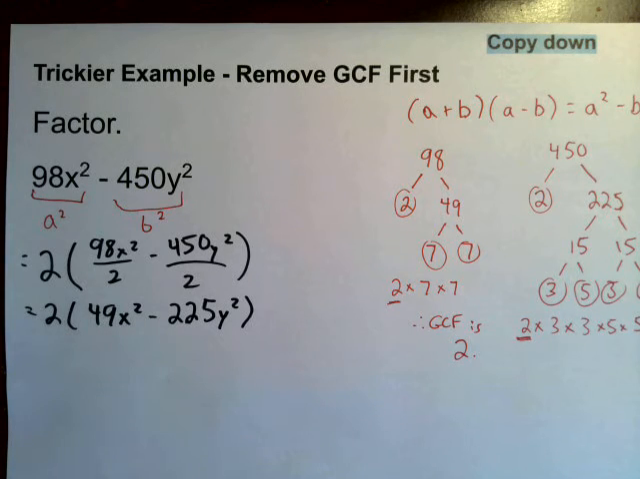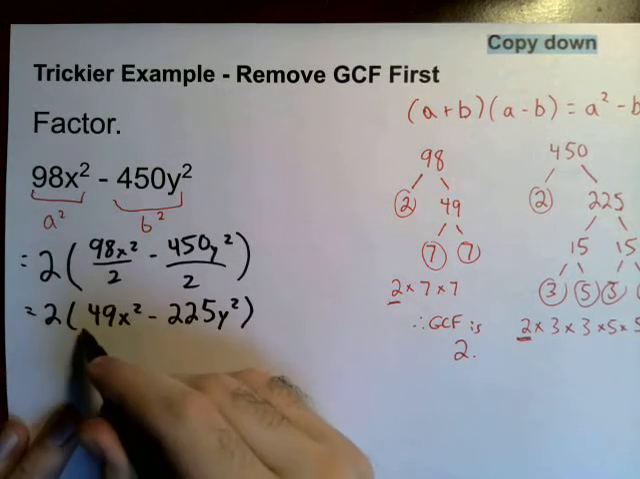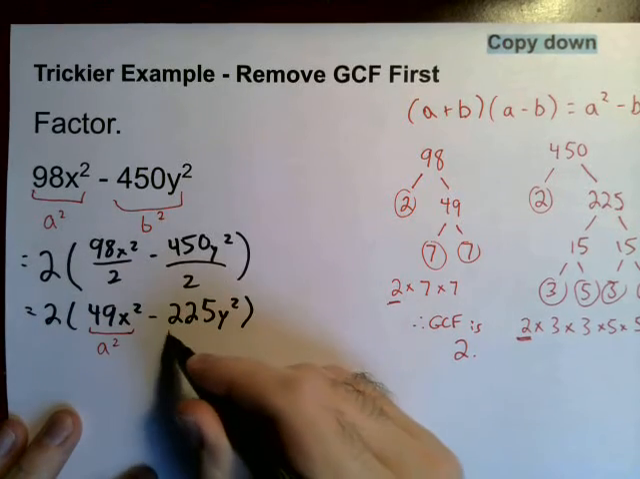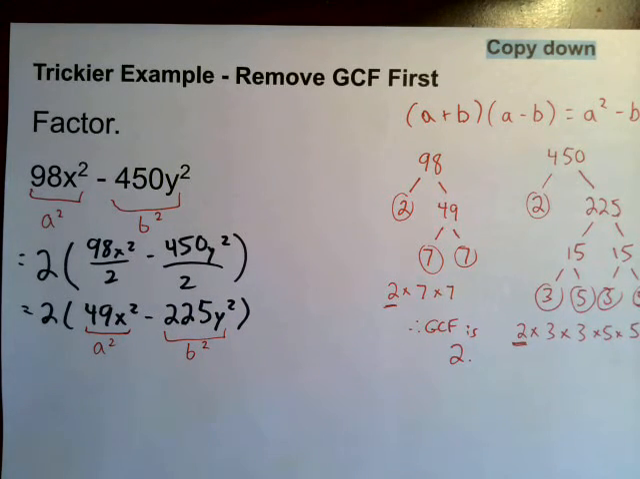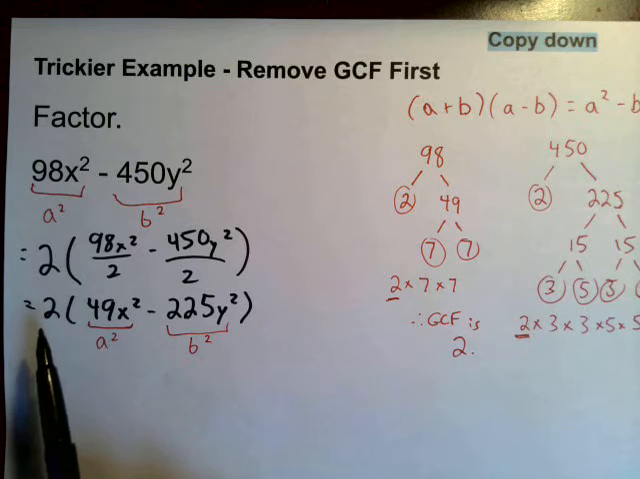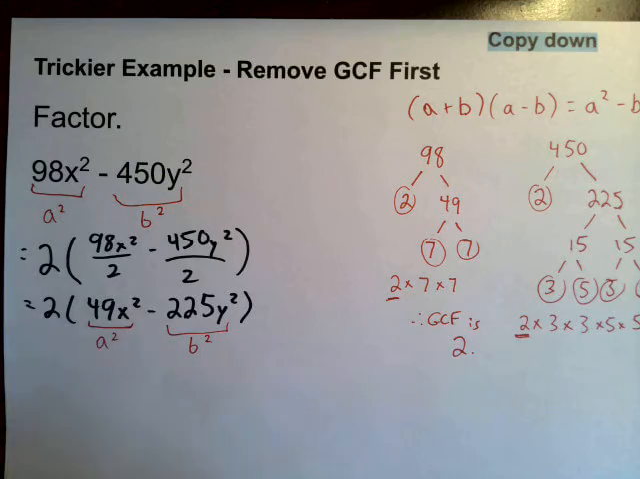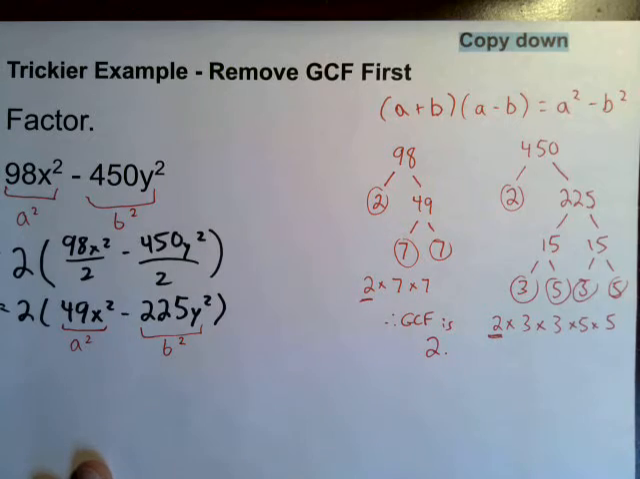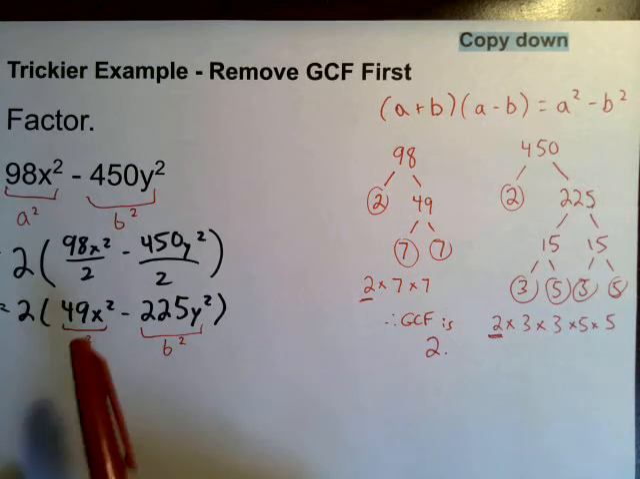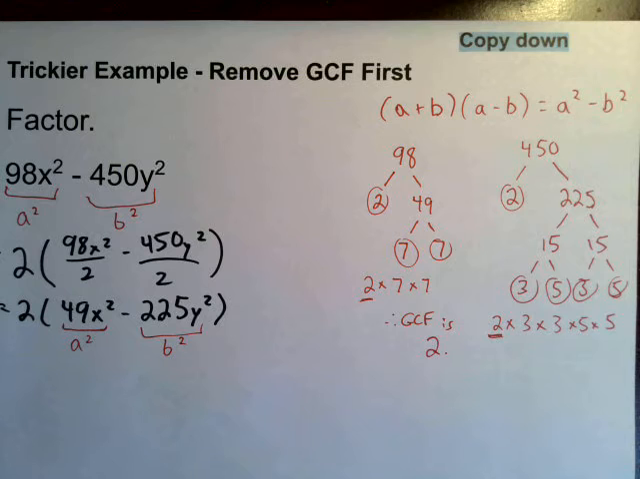And now what you should notice once we're at this step is that 49x squared and 225y squared are both perfect squares. 7 squared is 49, and then 15 squared is 225. So now that we've handled the greatest common factor and factored that out, we have an expression in the brackets that does meet the requirements of difference of squares and does follow that general pattern up there. So at this point, now we can start following the same procedure that we would have used in the previous examples.